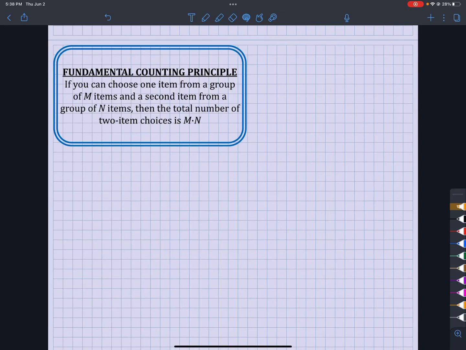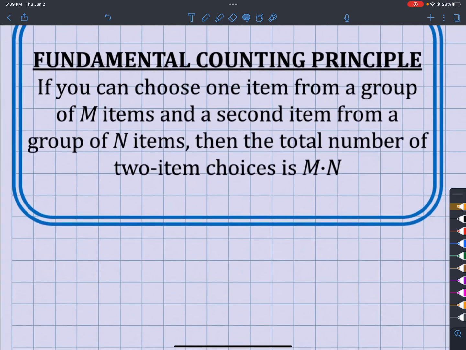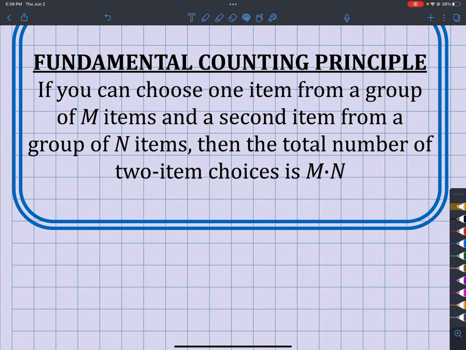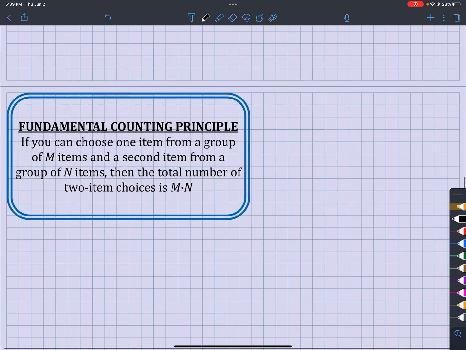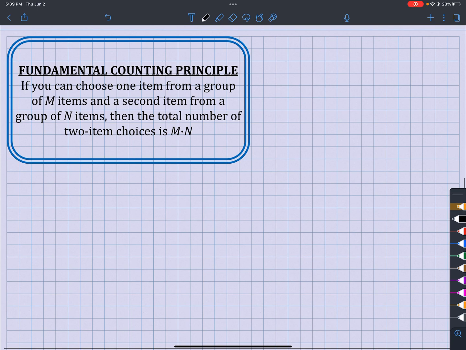All right, so we are now talking about the fundamental counting principle. It says if you can choose one item from group M and a second item from group N, then the total number of two item choices is M times N. All right, so you're going, okay, can you please translate it to English for me, please? So let's go ahead and do an example.